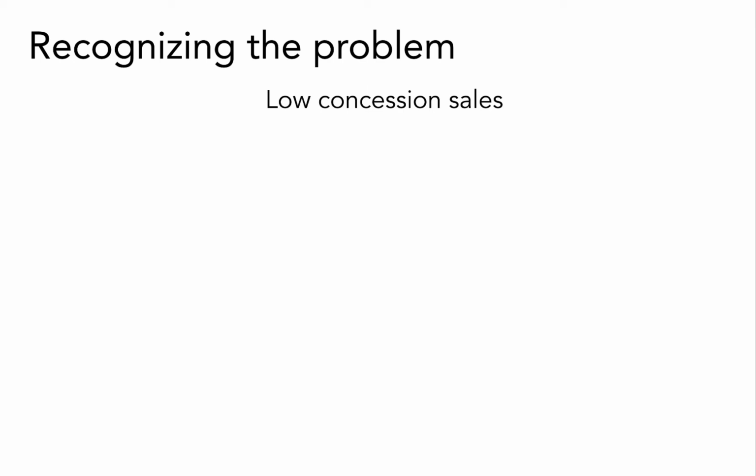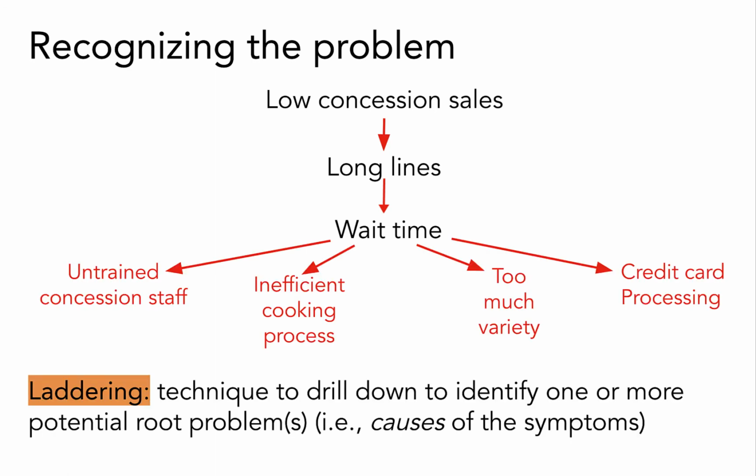So let's say you wonder, okay, why are concession sales low? Could be because of long lines, just long wait lines. Now, why are there long lines? Well, that's because the wait time is long. Now, why is the wait time long? And you keep asking why. Turns out that it could be due to untrained concession staff, could be an inefficient cooking process, could be too much variety. So people spend too much time thinking about all their options before they choose. Could be related to credit card processing that is slow, and so on. So this technique where you keep asking why is called laddering.